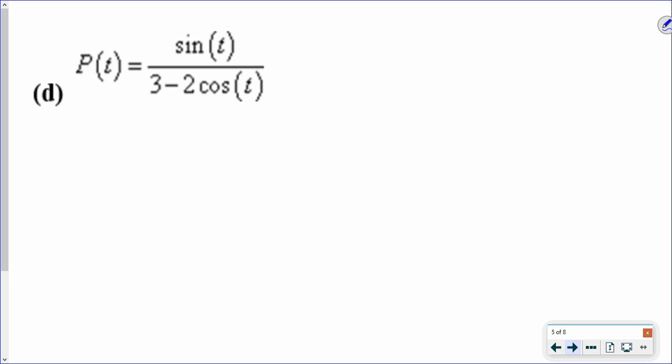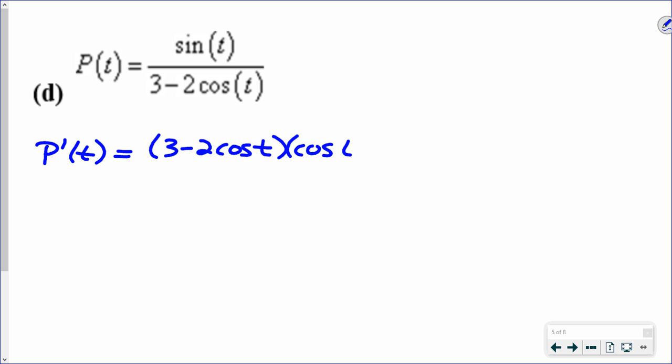Okay, now let's look at an example with quotient rule. So here we have sine of t divided by 3 minus 2 times cosine of t. So because it's a quotient, we're going to have to use quotient rule. Okay, so p prime of t would equal, start with the bottom, low, d high. Now the derivative of sine, remember, is cosine, minus high, which is sine of t, d low. Now, the derivative of 3 is 0.